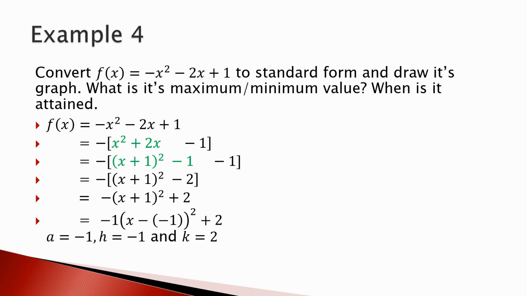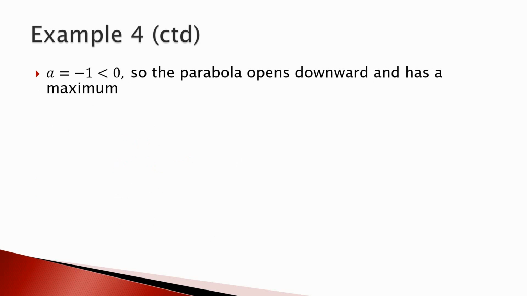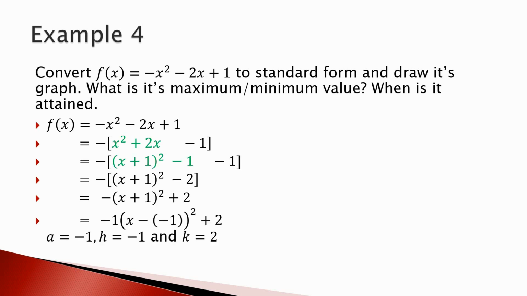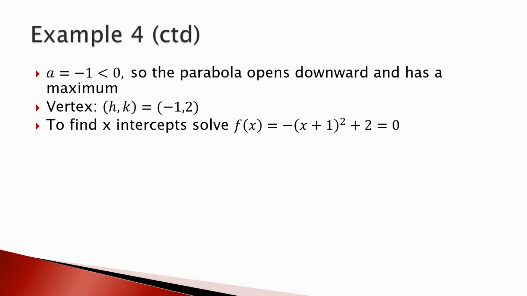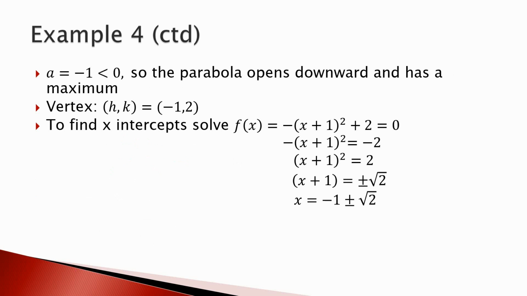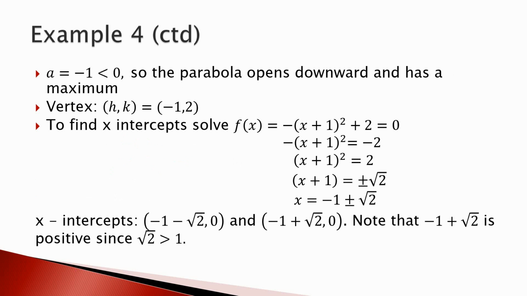So you have to draw the graph. So since a is negative, it's a parabola that opens downward and has a maximum value. Vertex is negative 1, 2. To find x-intercepts, you have to solve the equation. So these are the solutions. X-intercepts, so these are the two x-intercepts.